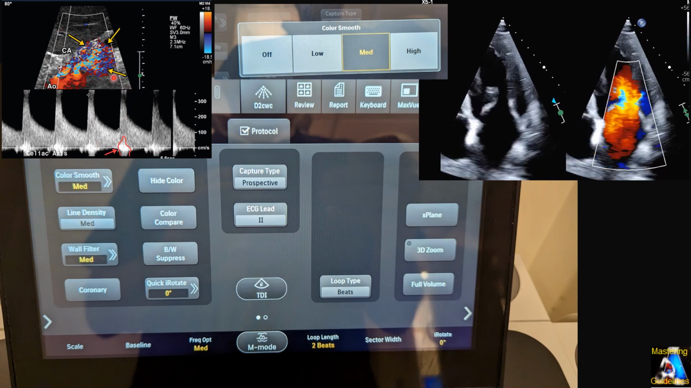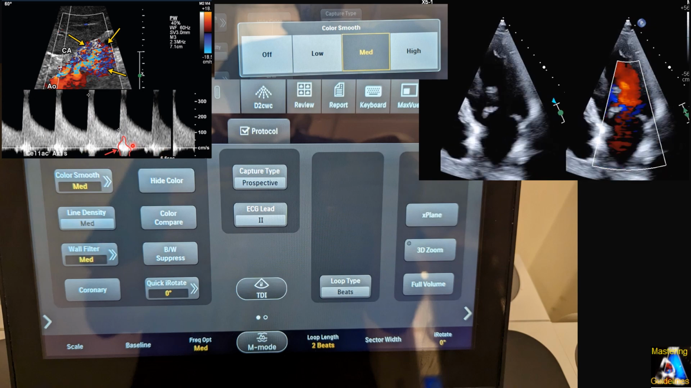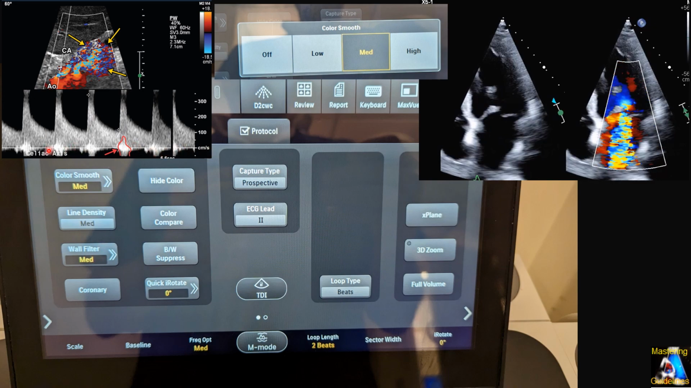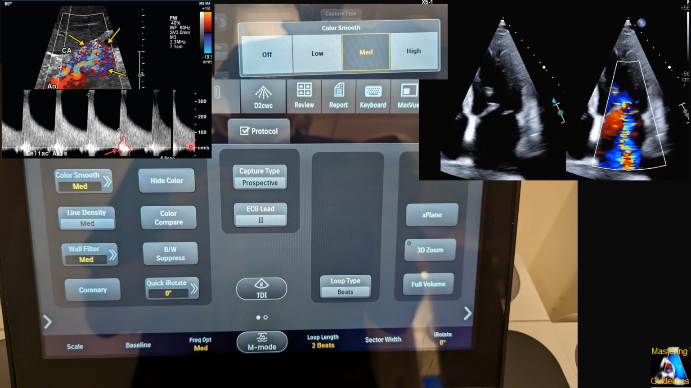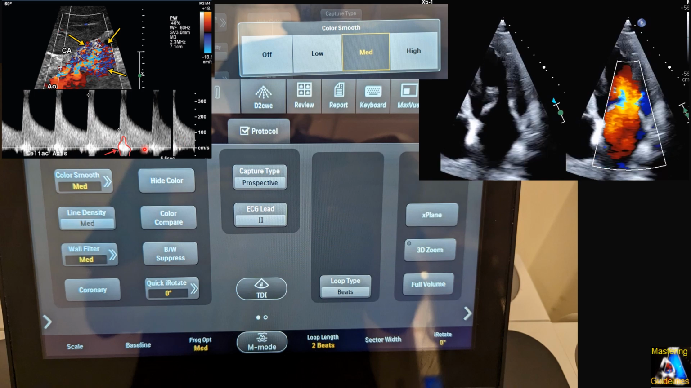That can be color or tissue and so on. And in the Doppler, it's the same: it eliminates all low velocity, which means it cleans up the baseline. Above and below the baseline, it cleans up and becomes black.